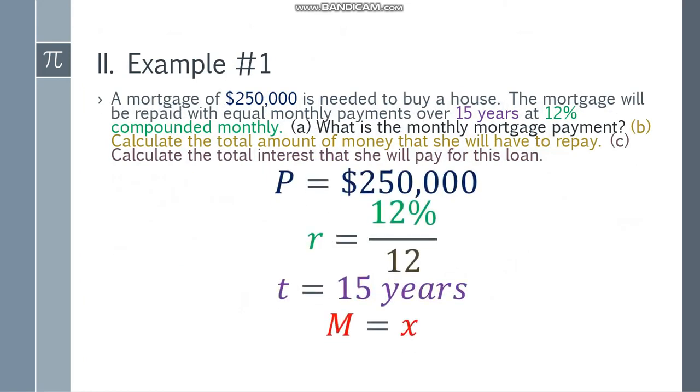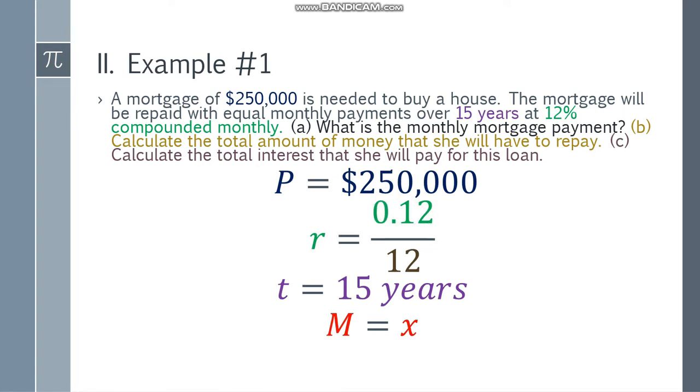So let's place our given. P, principal, that will be $250,000. R is equal to 12% over 12. So we have the rate here, 12%, and we need to divide it by 12 because it's monthly. T is 15 years. And M, the monthly mortgage payment, we don't know, so I'll put X.